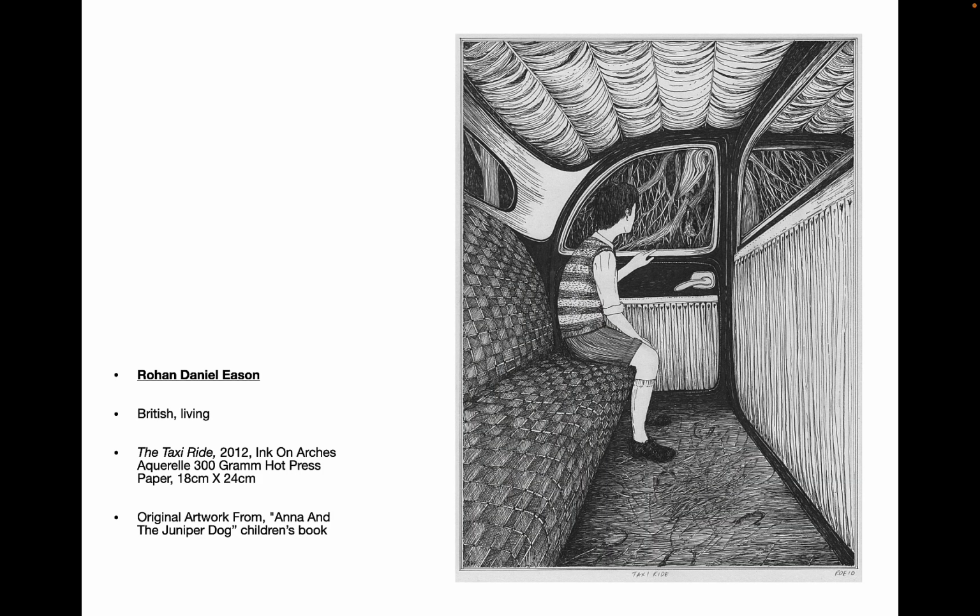Okay, this is a British artist who is still living, and this is from a children's book that he illustrated called Anna and the Juniper Dog from 2012. It's ink on, and if you look at it, you can read, it's ink on Arches paper. He's giving us the exact grams of the paper. I'll tell you, artists can get really obsessed with the paper and the materials that they use. They're even giving us the exact brand of the paper. So some people love seeing this. Some people don't care. It's totally up to you. This is lovely. Arches makes beautiful papers, but they're also really expensive.